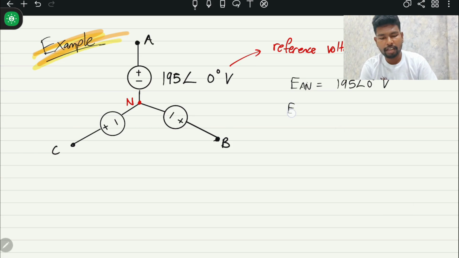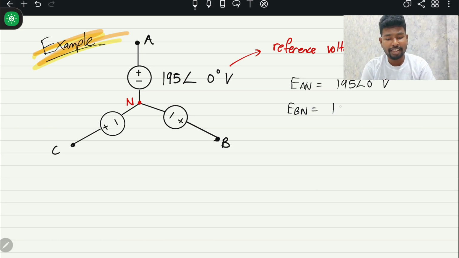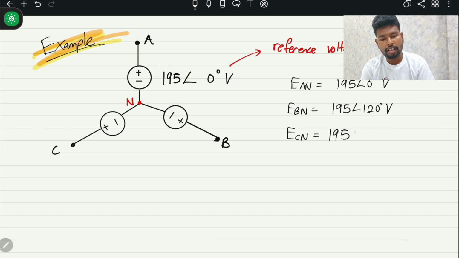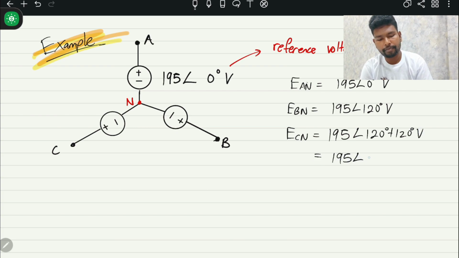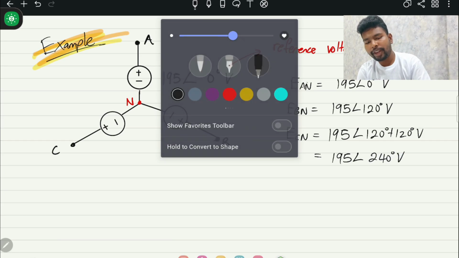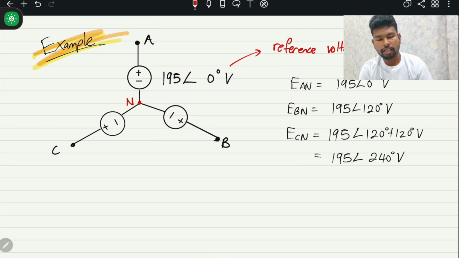Okay, EBN would be 120 degree shifted from EAN. So it should be 120 degree volts. ECN would be 120 degree plus 120 degree, which will give you 240 degree. There's another way to write this. Okay, so EBN is the same way, but for the ECN you have an alternate way to write it.